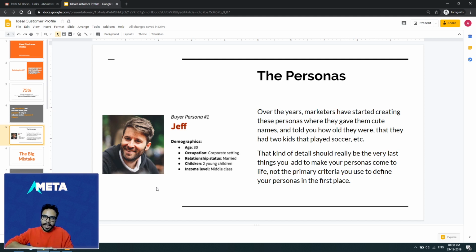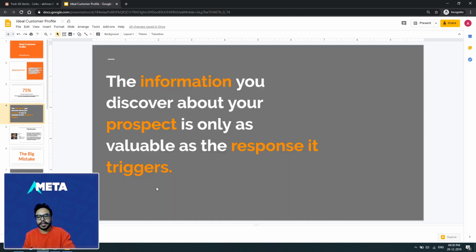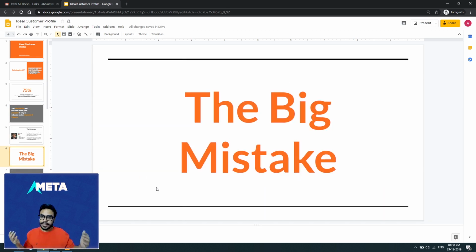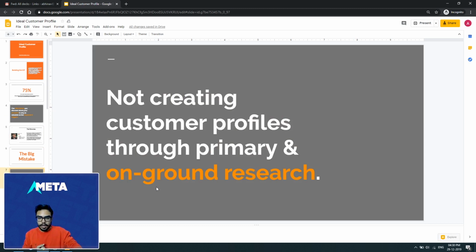So again, as I said previously, the information you discover about your prospects is only as relevant and as valuable as the response it triggers. Now, that's the big mistake. Making personas is the big mistake unless you're asking the right kind of questions. How do you ask the right kind of questions? We're going to get into it.